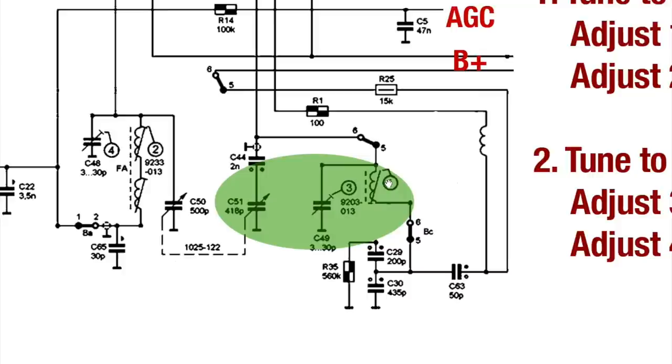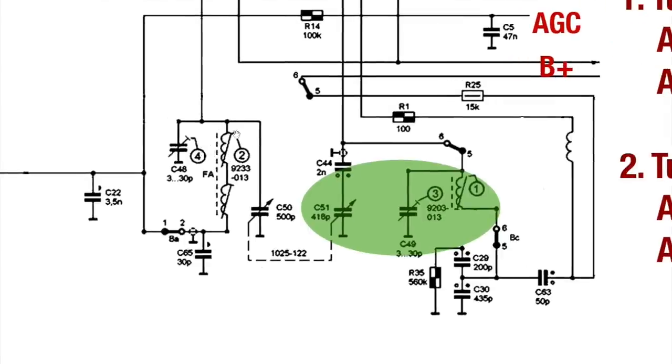Then what you've got to do is you've got to go to the front end and you've got to adjust this circuit. Now, the reason you adjust a coil is because your tuning capacitor, this one over here, which is a 418 picofarad tuning capacitor, is almost fully meshed.